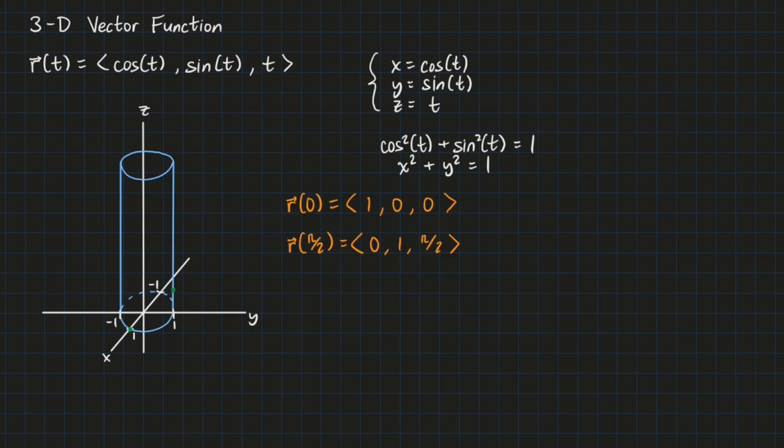And then for r of pi, we'll have negative 1, 0, pi. So this point is going to be located on the back edge of the cylinder. And then we could see that this is the path of the curve. Now we could label the orientation as well.